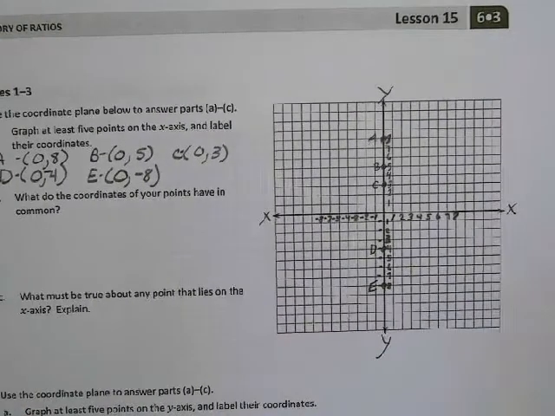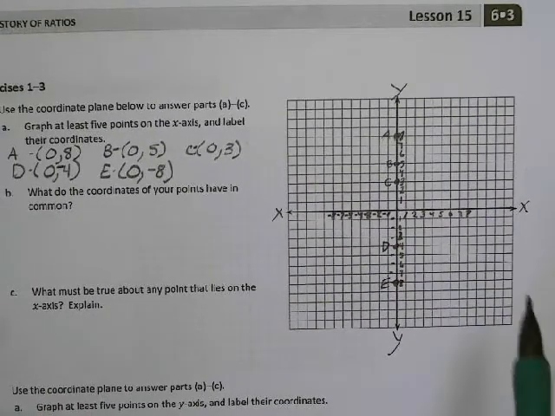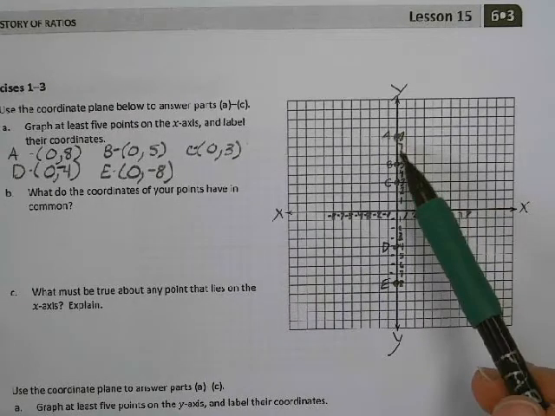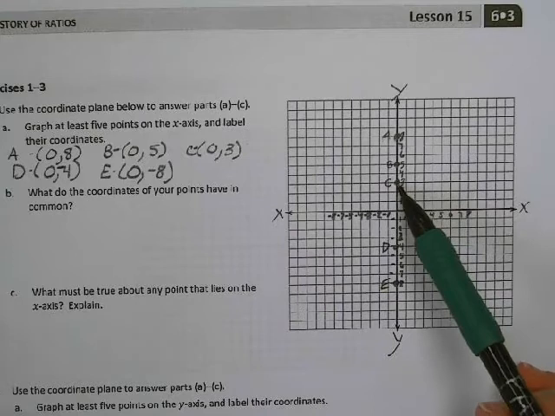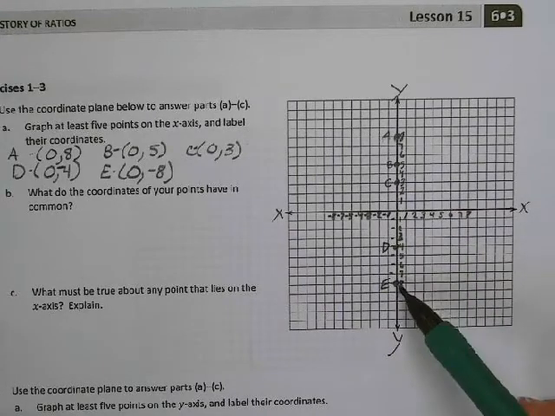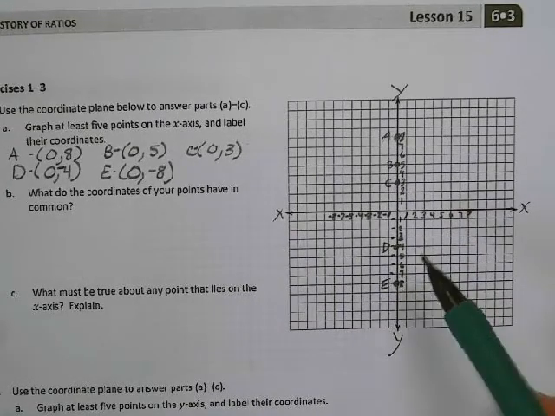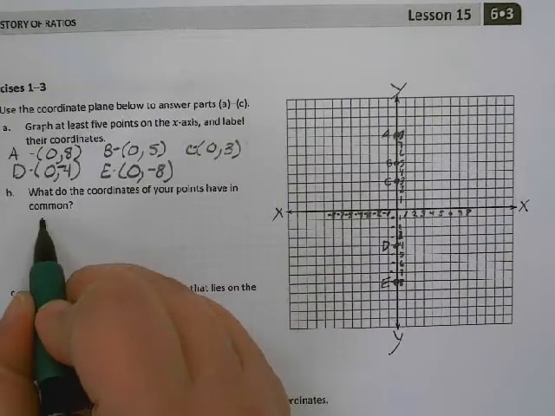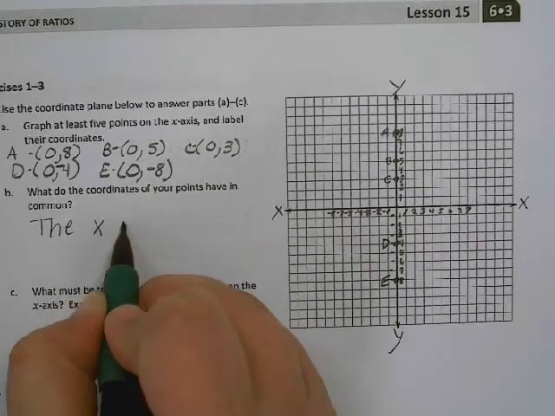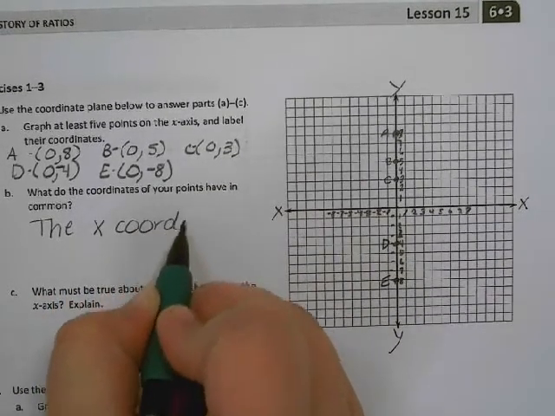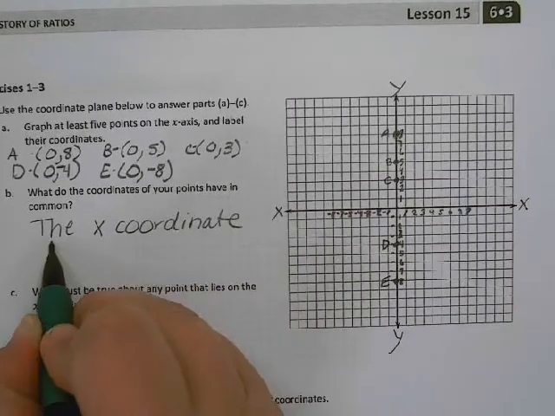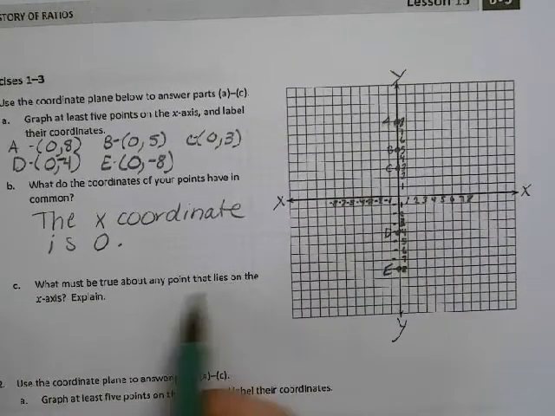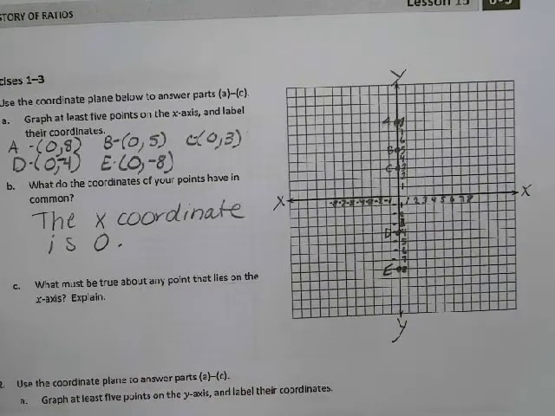Okay, let's check and make sure that you have all the points. You should have had a point at 8 on the y-axis, a point at 5, a point at 3, a point at -4, and a point at -8. So it says, what do the coordinates in your points have in common? We could say the x coordinate is 0. And what must be true about any point that lies on the x-axis?